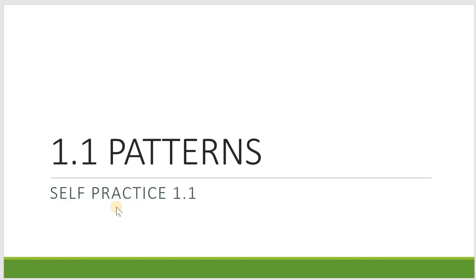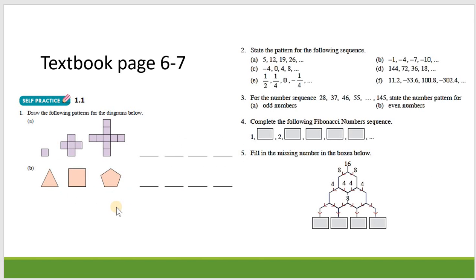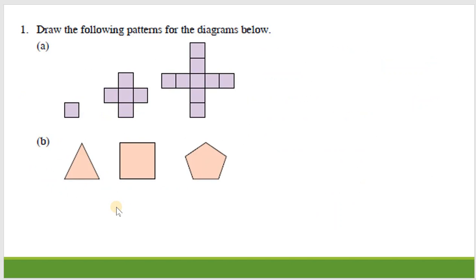Okay. So this is 1.1. That means all the questions are about patterns, number patterns or maybe object patterns. Okay. So this is exercise 1.1 in your textbook. It's on pages 6 and 7. Okay, so this is the first question.